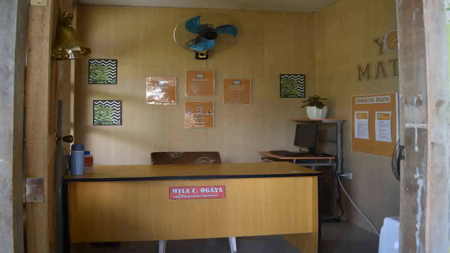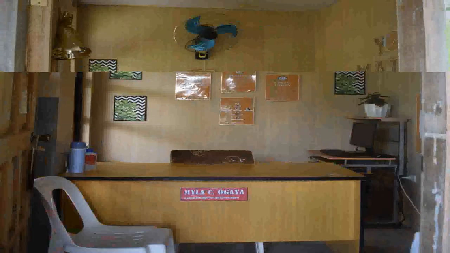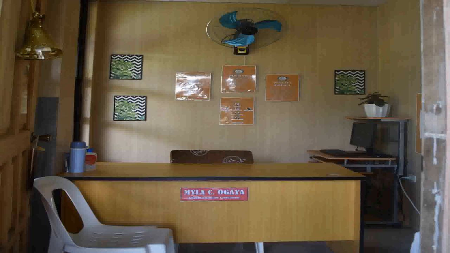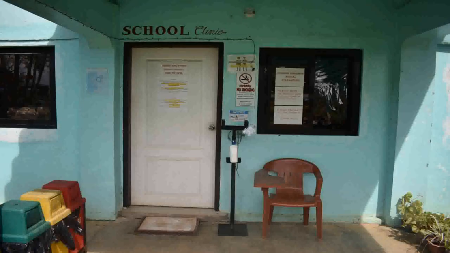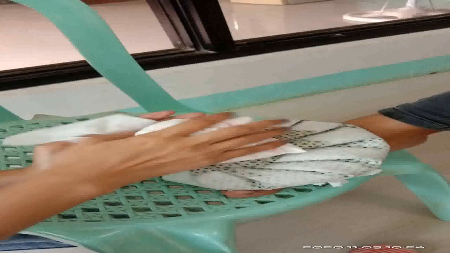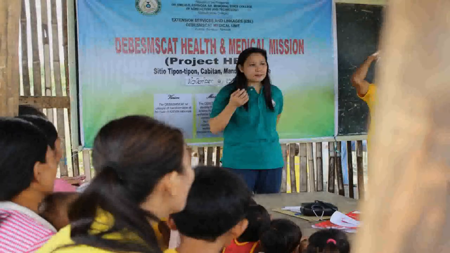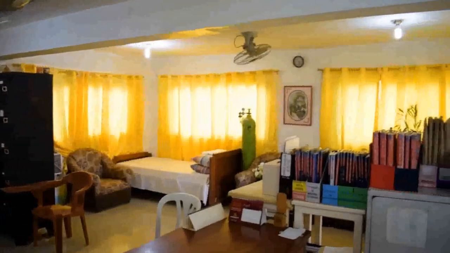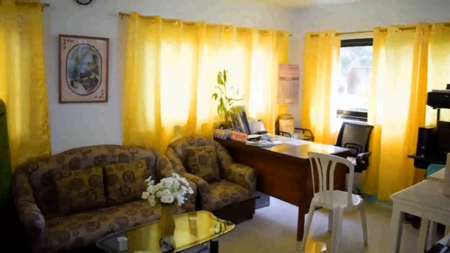Student Discipline Unit. This implements and imposes the policies, rules and regulations stipulated in the student handbook. This unit is handled by the Student Discipline Unit Head. Medical and Health Unit. This unit provides basic medical and health services in the college. A medical officer is in charge of the unit.